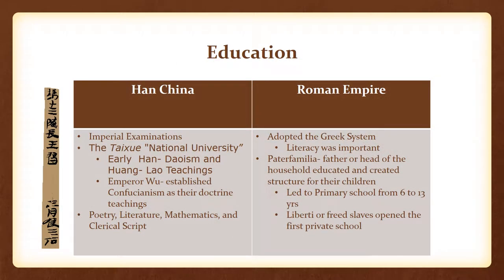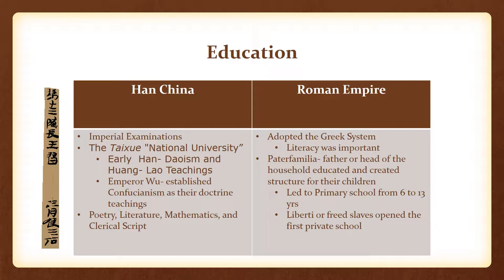Education was a major factor in both Han China and the Roman Empire. In Han China, there were imperial examinations. These exams were for civil services. Not only did it provide society a benefit, but it also was a gain for their government. The Taixue was their national university.